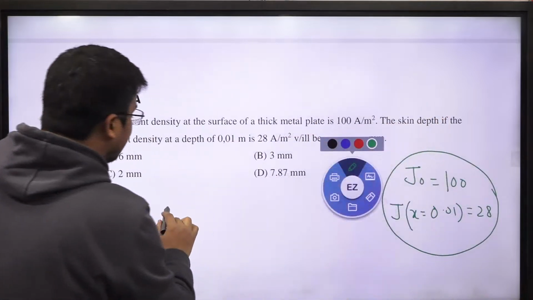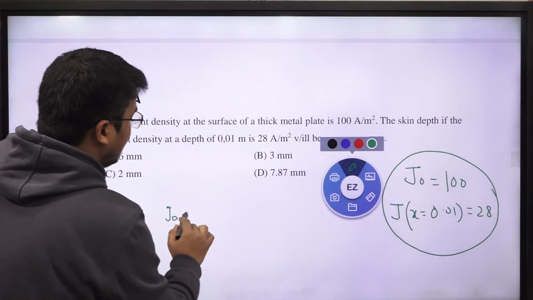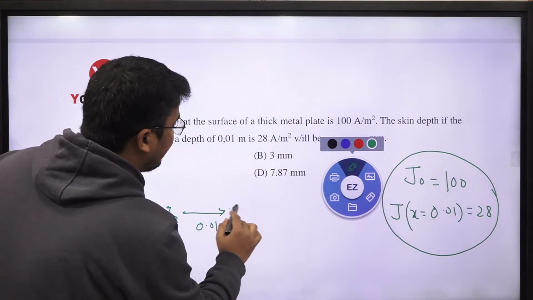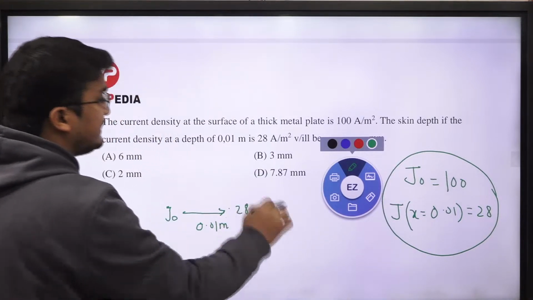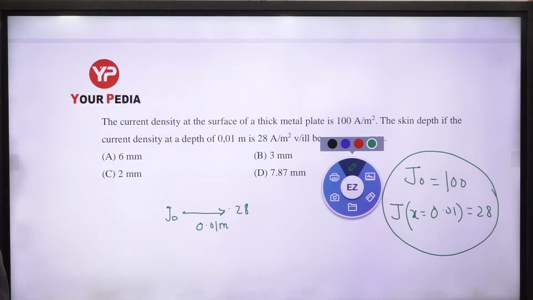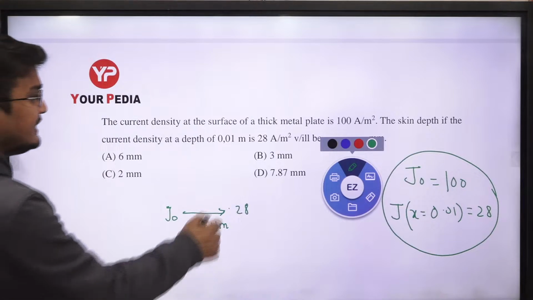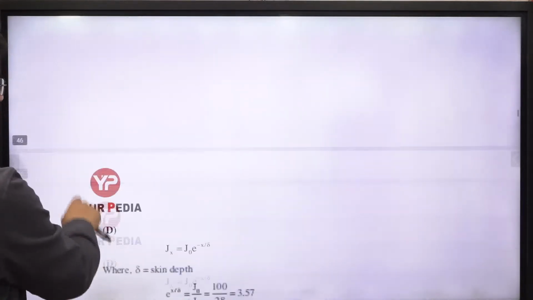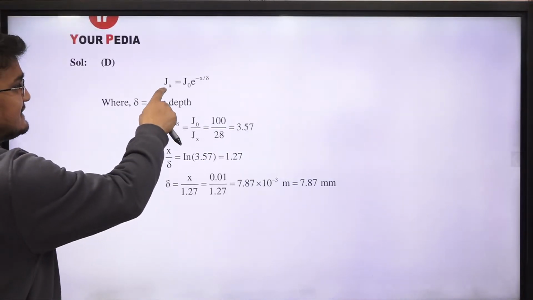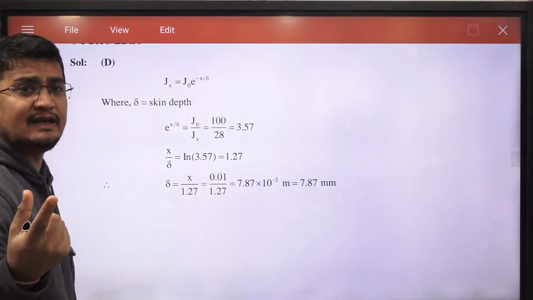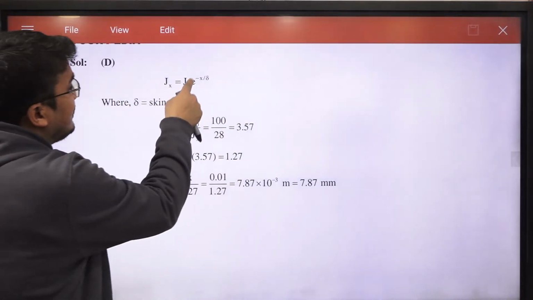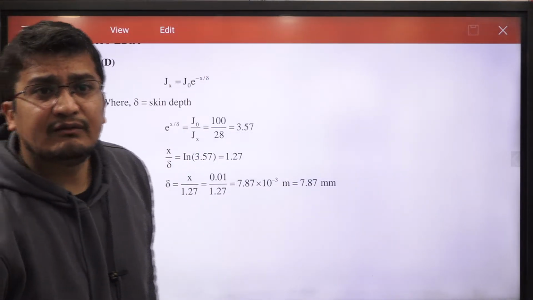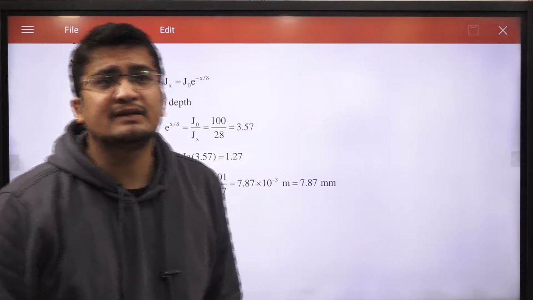It means if at the surface it's J naught, and we are propagating 0.01 meter and here I am finding it 28, then what will be the skin depth? This is the question basically asked, right? Clear? So this entire data can be framed in the solution this way. As I told, you will be using this relation: Jx, current density at any particular distance, will be equal to J naught e raised to power x by delta. Yes, Anirudh, I was getting 1.27, but inverse I couldn't do.